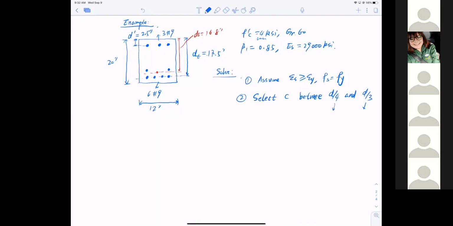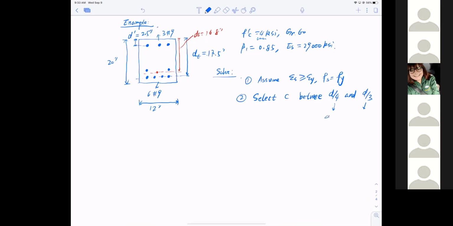Daniel, can you hear me? Yeah, here. Sorry, just doing it. What is the quarter of the depth here? 4.2. Great. How about the third of it? 5.6. That's wonderful. Thanks a lot.